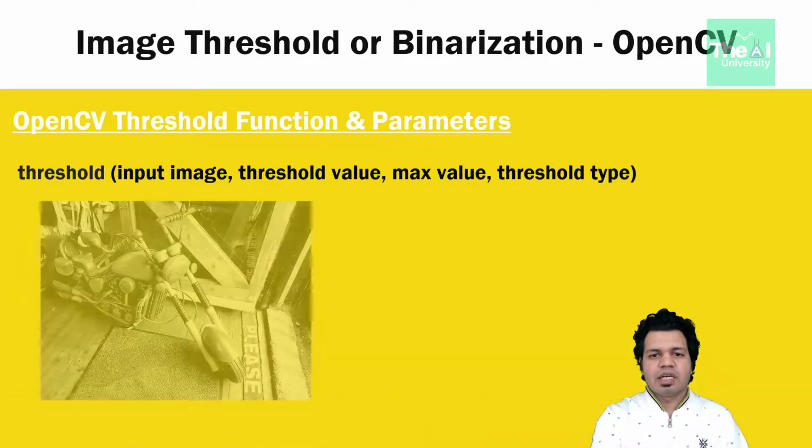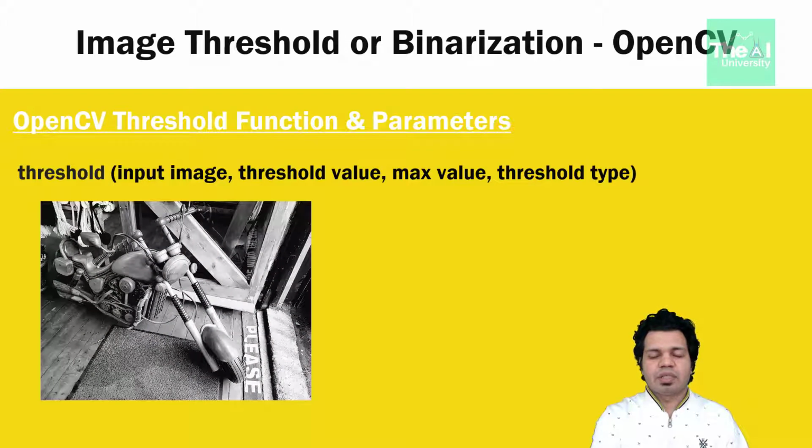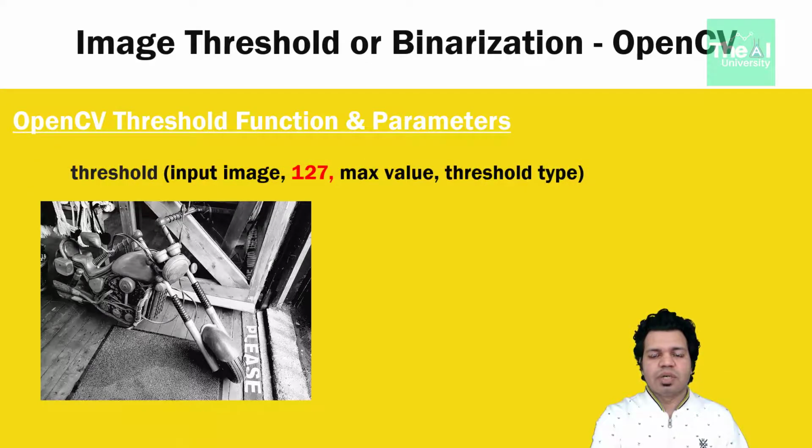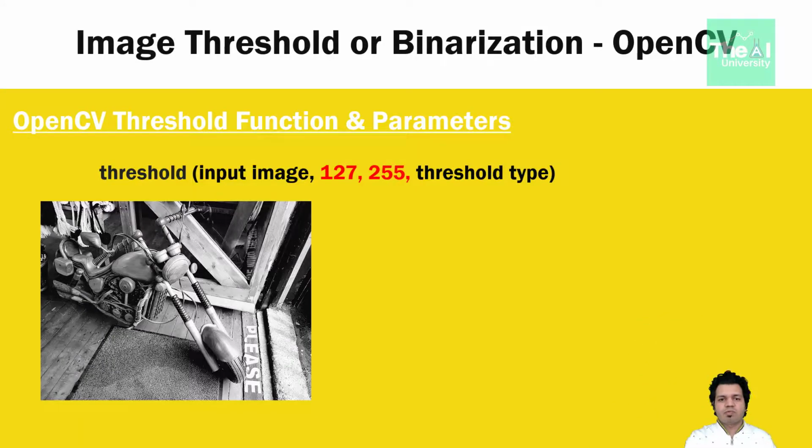Now consider this grayscale image here, which has 8-bit pixel values ranging from 0 to 255. Let's say we are setting the threshold value to 127, which is a middle value between 0 and 255. We are going to set the maximum value, which is assigned to pixel values exceeding the threshold. That is, any value above 127 will be set as 255. Anything below 127 will be set as 0. So the third argument, which is the max value, will be set as 255. We will be using various threshold types to explain the concepts.